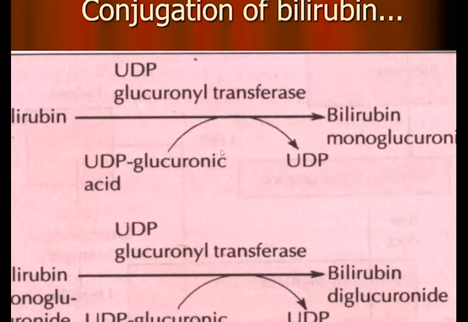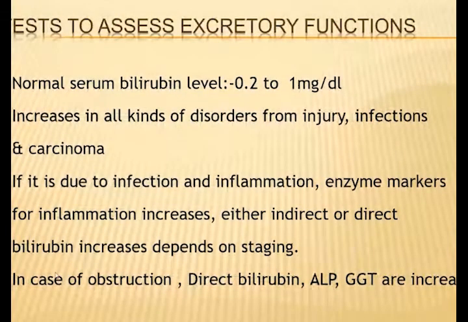Two steps are important. In the next PowerPoint, I will show you what is the importance here, just to assess the excretory function. So I told you bilirubin is produced from the heme, and the total bilirubin level will be 0.2 to 1 milligram per deciliter. So it is less than 1. Easily you can say it is less than 1. 0.2 to 1 milligram per deciliter.